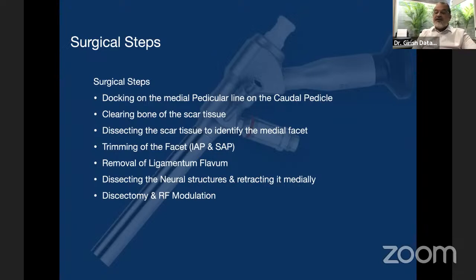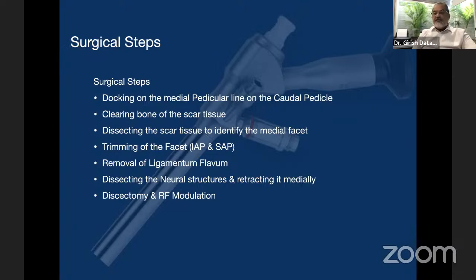Dissecting the scar to identify the medial facet. That is going to be the inferior articular process, because the superior articular process may be hidden underneath the inferior. So the inferior has to be trimmed first for you to identify it, because the superior articular process could be part of the pathology. Trimming of the facet, that is the IAP initially and then the SAP.